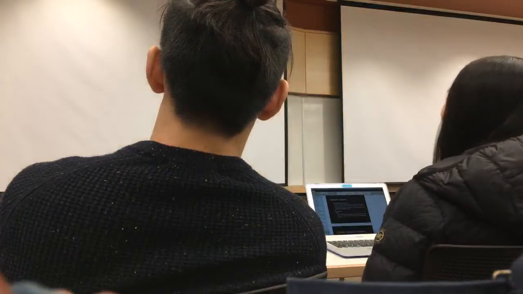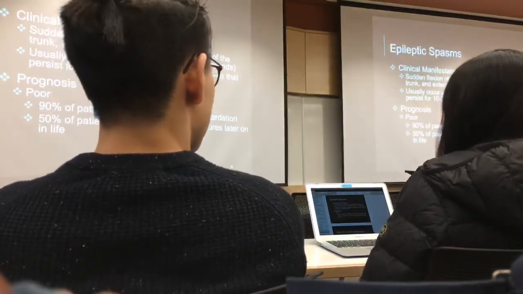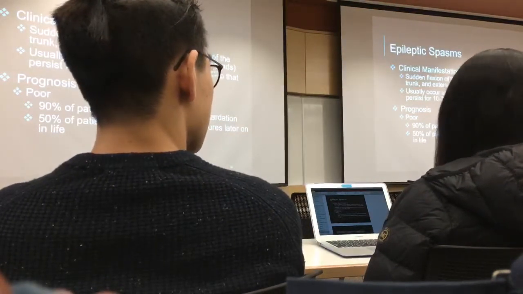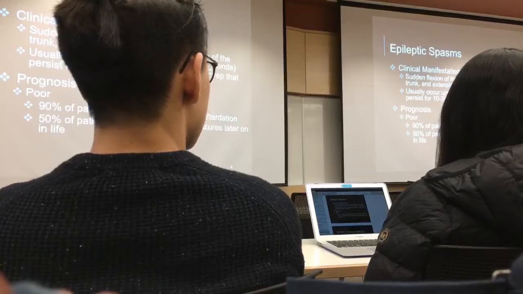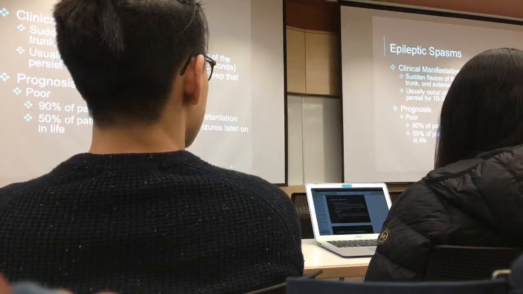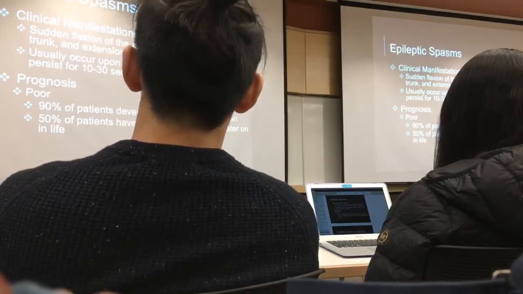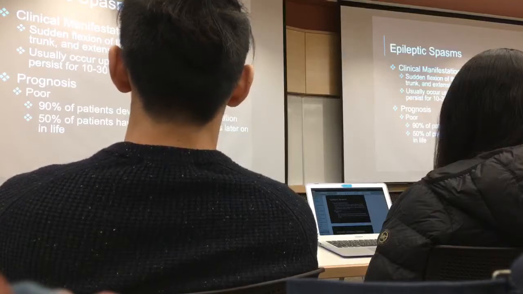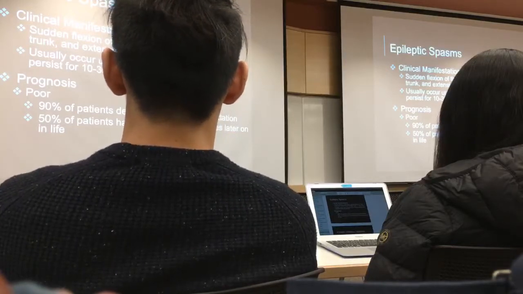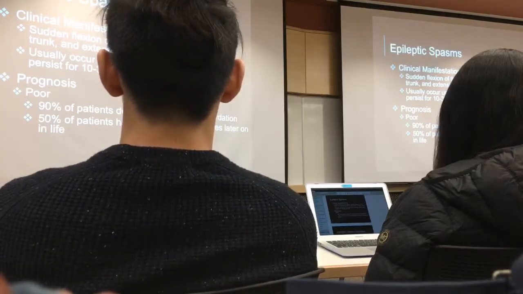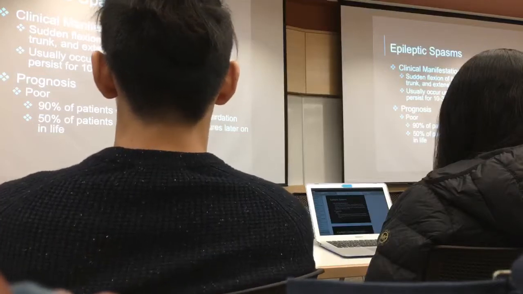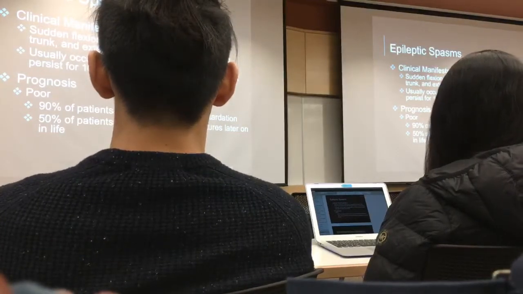I mentioned earlier that these babies may go on to have LGS in the future, and epileptic spasms is one of those seizures that can lead to LGS. So sometimes they may have subsequent seizures. Of babies who are diagnosed with epileptic spasms, up to 90% of patients will develop psychomotor retardation.